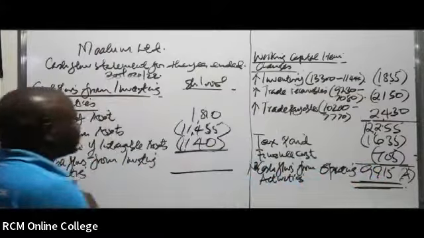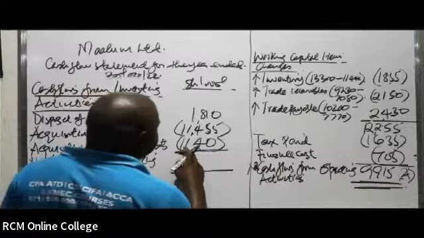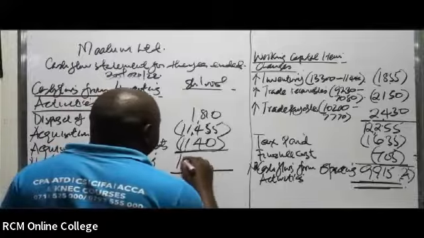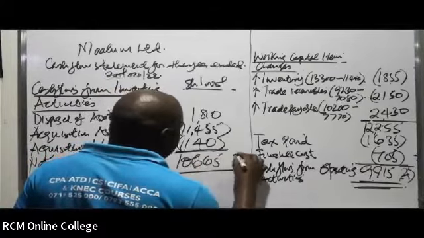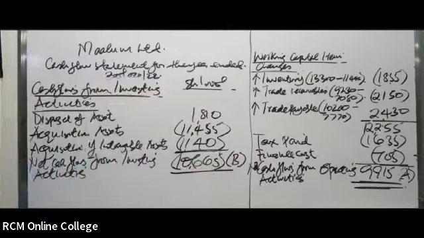What about this one? 1810 plus 11 minus 11,455 minus 1140. So 1810 minus 11,455 minus 1140. You're getting 10,665. So these are our parts B. This is our part B, which in this case is negative 10,665. That is our part B. So those are the net cash flows from, in this case, the investing activities.